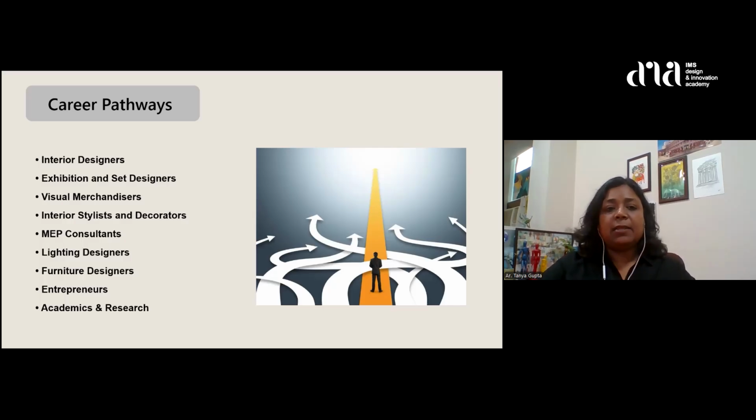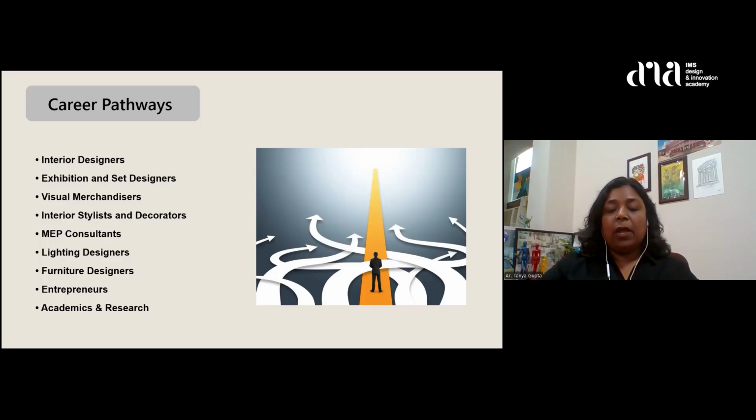One can be an interior stylist and decorator. Okay, it means you may not take care of all the technical part of interior designing, but as an interior stylist you are aesthetically enhancing the space. You are choosing the fabric for the curtain, you are choosing the furniture, you're choosing the artifacts that can be placed in the space, and they can enhance or decorate the space better.